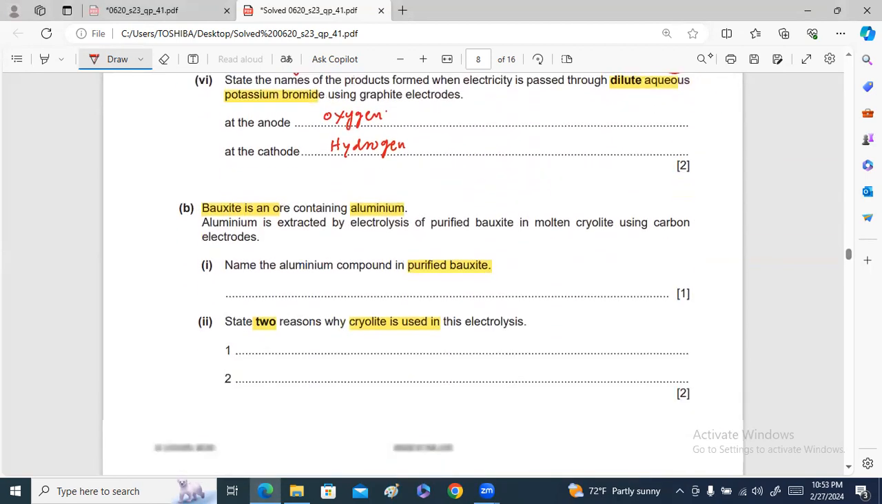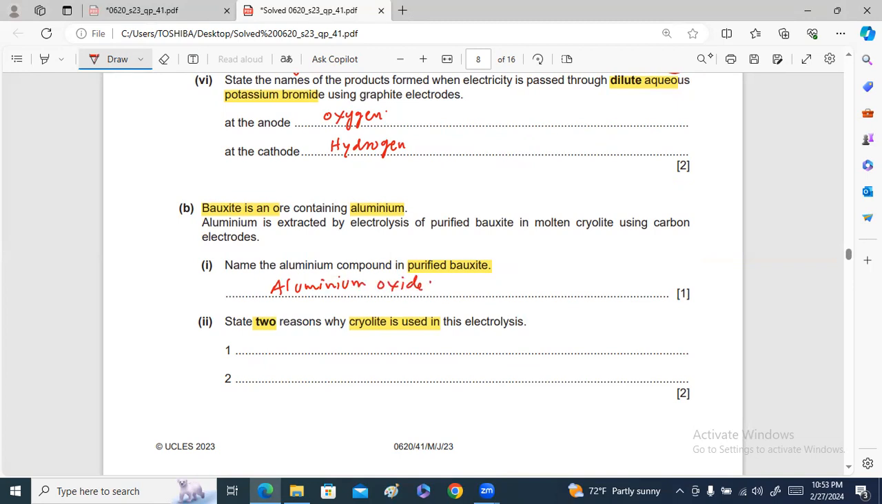Now, bauxite is an ore containing aluminium. So name the aluminium compound in the bauxite ore, that is aluminium oxide. Aluminium oxide is the compound which is present in bauxite.